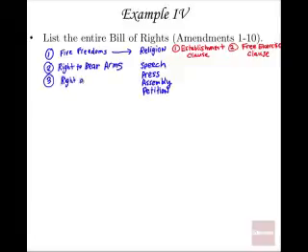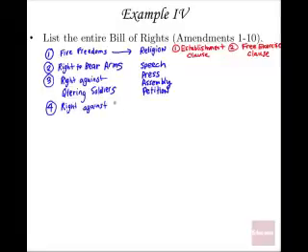Okay. The third one, again, is the right against quartering soldiers. So again, if Obama comes knocking at your door asking if troops can stay at your house, you have the right to say no. Okay. The Fourth Amendment is the right against, and this is the key here, unreasonable search and seizure.